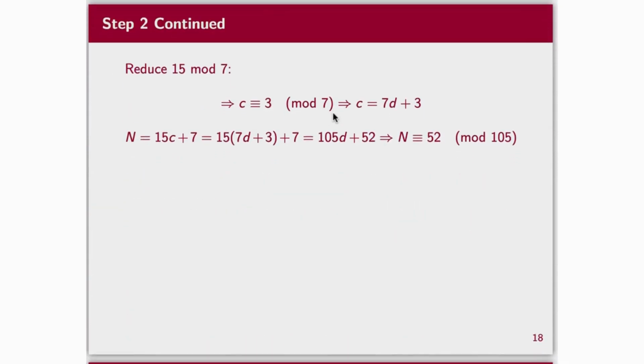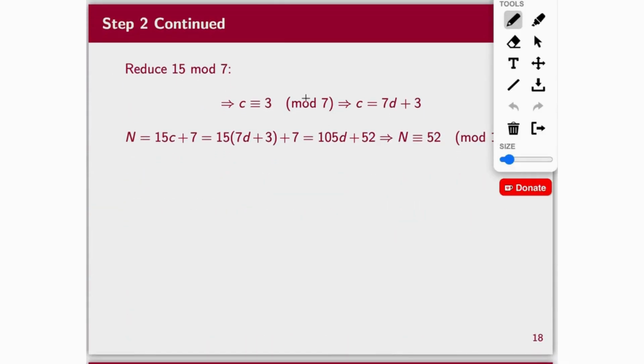Moving on, we would reduce the 15. So we used to have 15 there. Well, where did it go? 15 minus 14 is just 1, because 15 mod 7 is 1. We had a coefficient of 15 in front of the c right here, but we simplified both sides like we did last time. And now we have c is congruent to 3 mod 7, which can be rewritten as such.